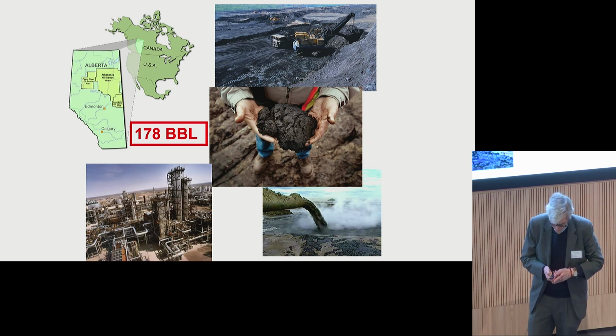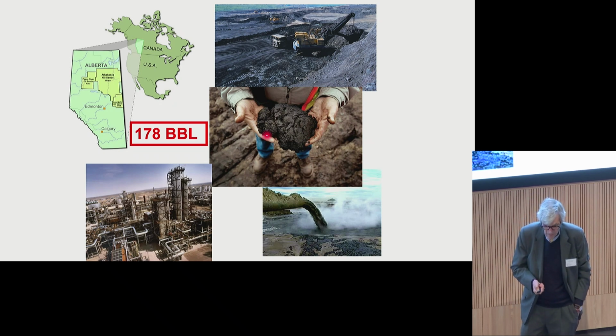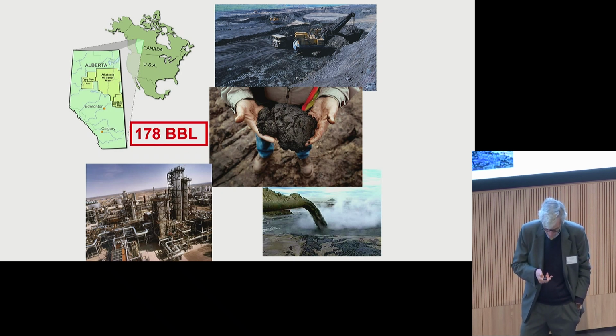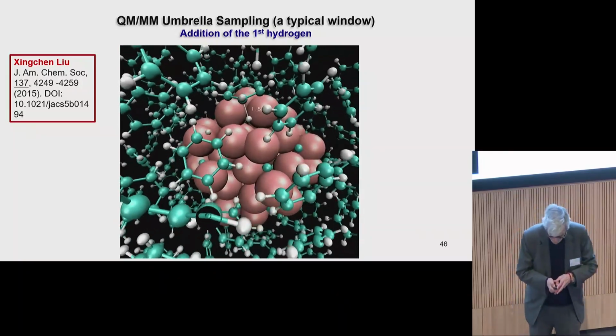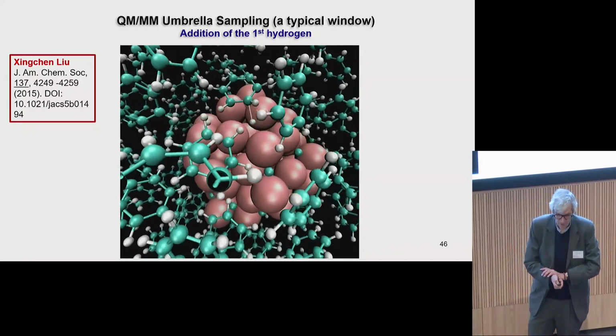One example comes from the world I live in, the Alberta oil sands, which are shown here. The good news is there's a lot of energy in these. The bad news is there are environmental impacts. And some of our friends are trying to improve the upgrading process so that this can be done in a more reasonable way. Which brings me to one example of QM/MM.